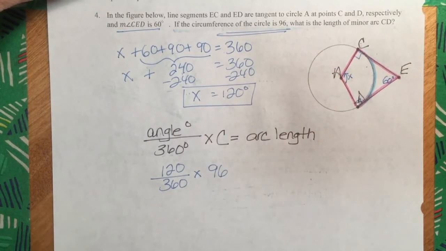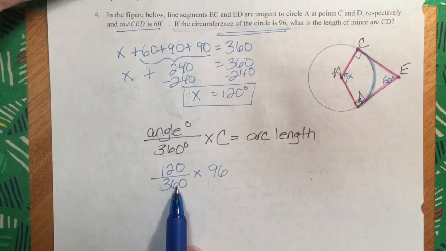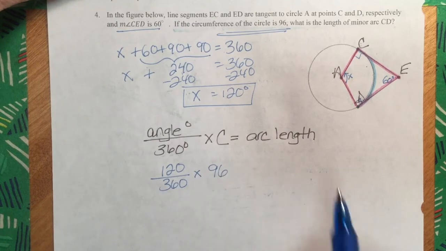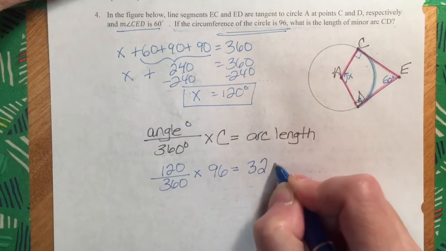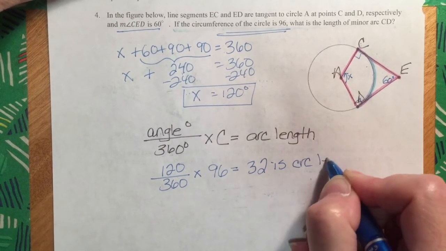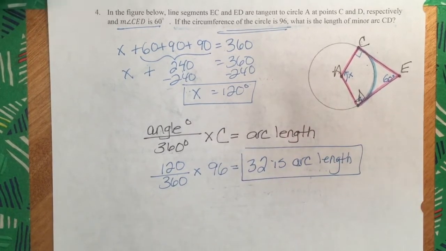They didn't give us units, so we don't know if it's inches or miles or feet or what. 96. So 120 divided by 360 is the part we want of the 96, times the 96. And if you do that, you get an answer of 32 is your arc length. Okay, and that is our answer. All right. So we used our points of tangency to figure out the central angle measurement, and then we used that to figure out the arc length.